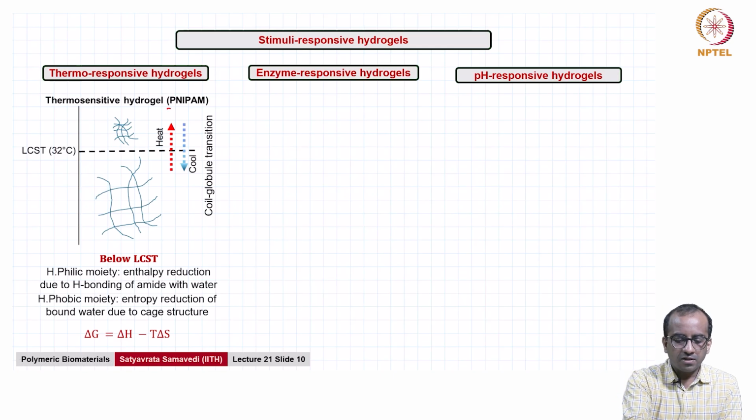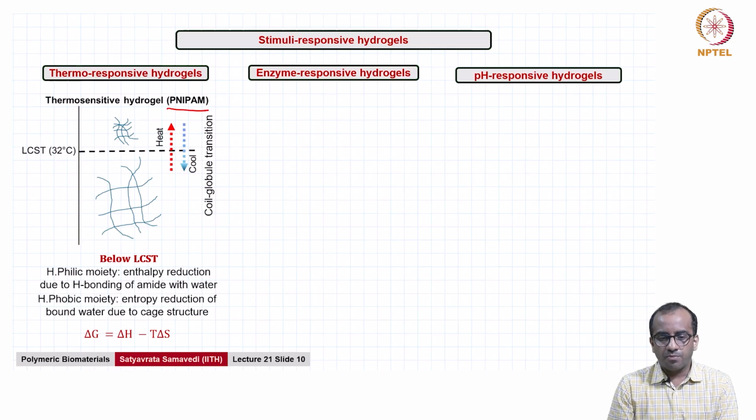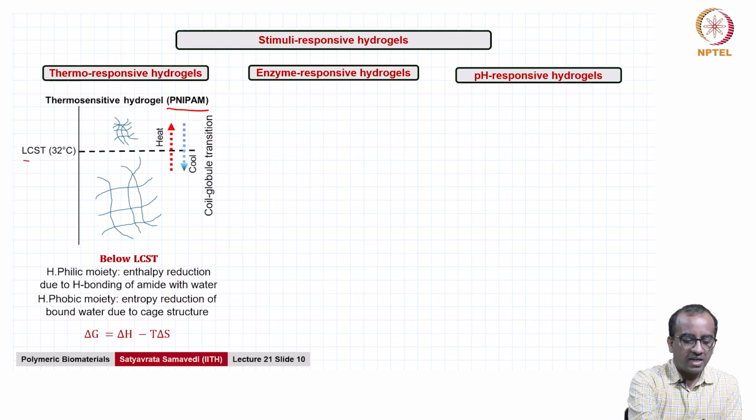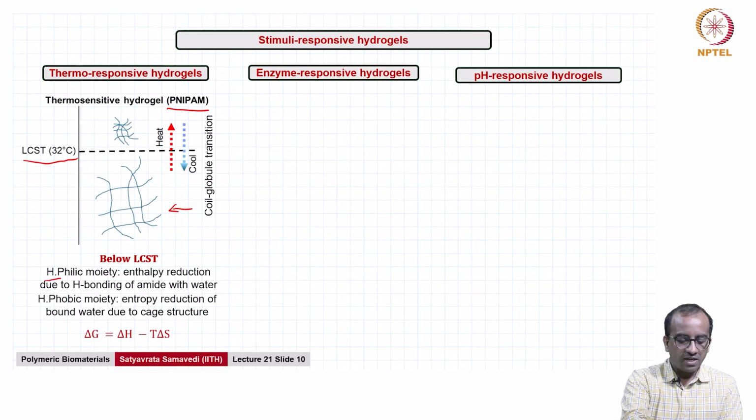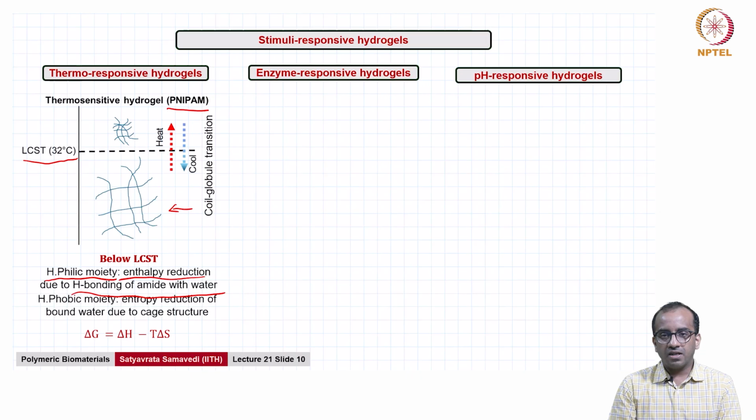Here we revisit our familiar example of poly-NiPAM, poly-N-isopropyl acrylamide hydrogels that exhibit an LCST, a lower critical solution temperature. So essentially below the LCST, that is when you are below that 32 degrees which happens to be the LCST for this polymer, they have both hydrophilic and hydrophobic moieties, and the hydrophilic moiety in the amide groups can very strongly hydrogen bond with water, and that leads to a decrease in the enthalpy which is favorable from a free energy perspective.